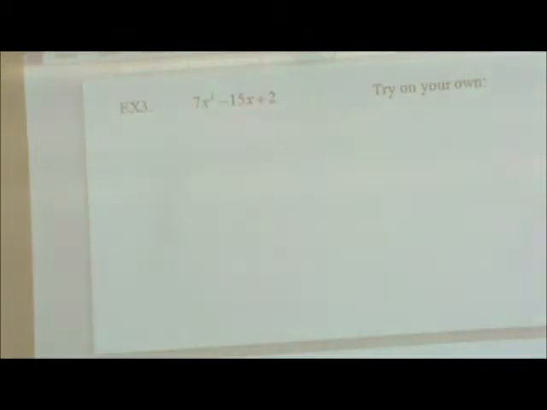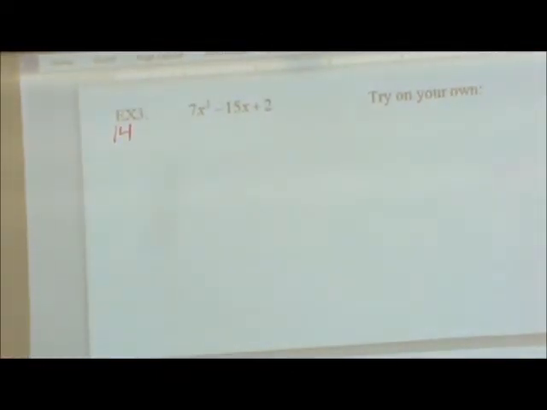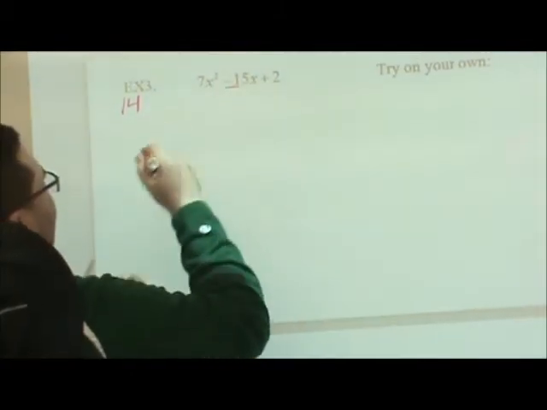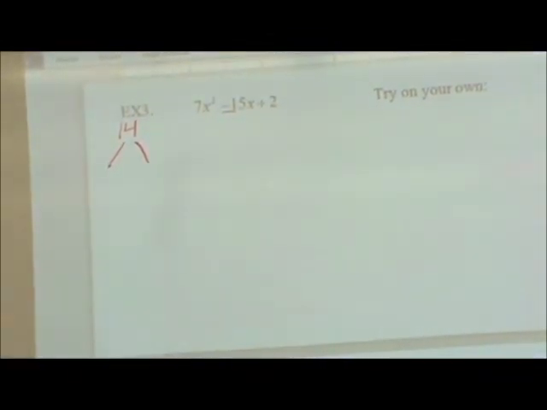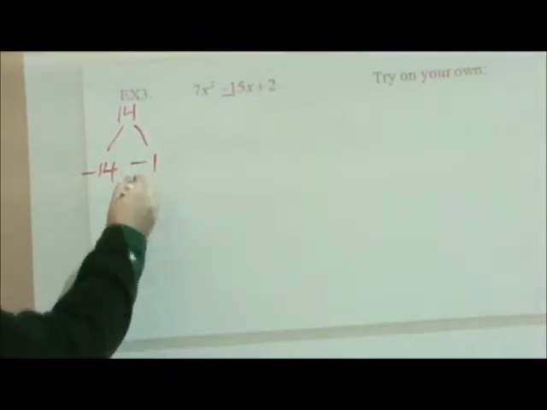Same steps apply. So if we start this one off, A times C, 14. We want to find, though, two numbers that multiply to 14, but add to negative 15. So we know if it multiplies to a positive, but adds to a negative, both numbers have to be negative. So we got to think of our factors. Well, 7 and 2, so negative 7, negative 2, but those add to negative 9. That wouldn't work. But we got negative 14 and negative 1.